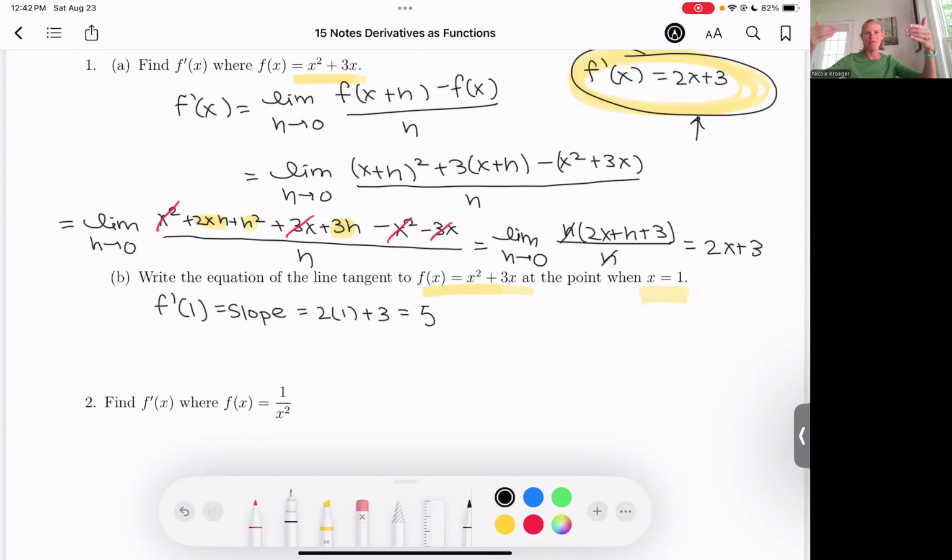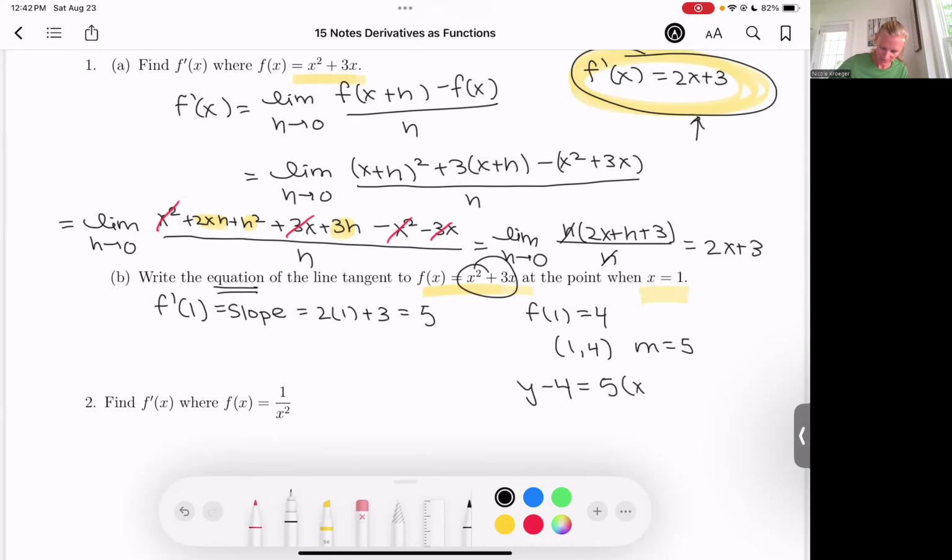So once we have f prime of x, finding the slope of the tangent line at a particular point is pretty easy. I just plug that number in there. Okay, so 5 is the slope. We wanted the equation. So we're going to need a y value as well. So we're going to plug 1 back into the original function to find the y value. That'll give me 4. So I have the point (1, 4) and the slope of 5. So we're going to have y minus 4.